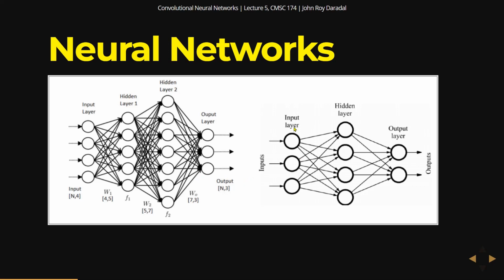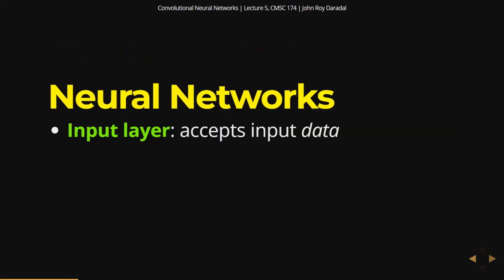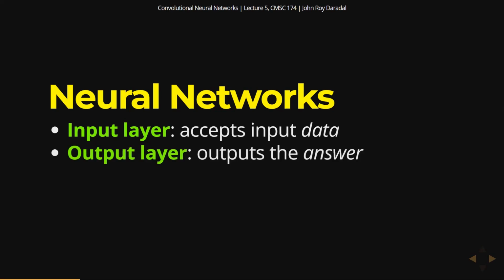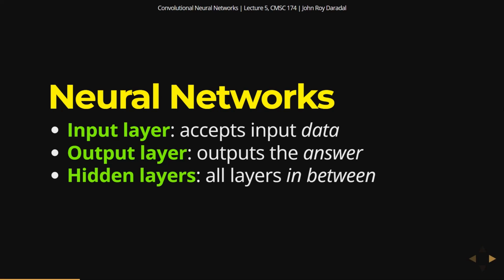And you have three types of layers, which are the input layer, the hidden layer, and the output layer. Okay? So the input layer, of course, accepts the input data. The output layer will output the answer that we're looking for. And then the hidden layers are all the layers in between the input and the output layers.